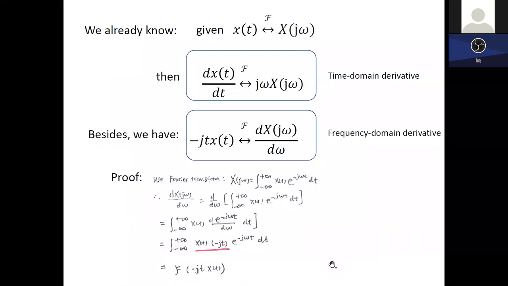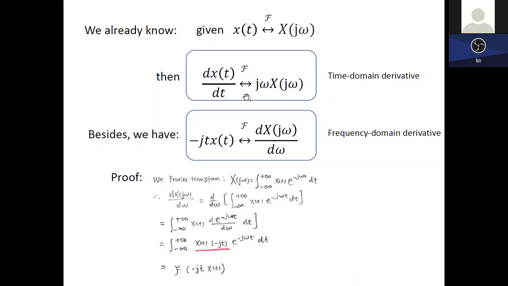Now let's look at a new property. So last lecture, and so far, what we've been studying is the property associated with the time domain derivative. If we look at dx dt in the time domain, what is its Fourier transform? Then we can also take the derivative in the frequency domain, which means capital X of j omega is a function of omega, and omega is a continuous frequency. We can also take the derivative of capital X over omega, so d capital X d omega. Then its inverse Fourier transform in the time domain is just multiplying the original signal x of t with an additional minus jt.